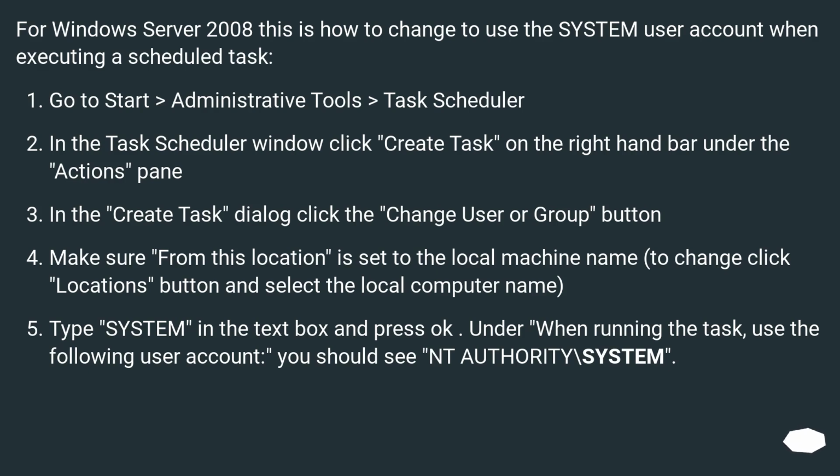In the Create Task dialog, click the Change User or Group button. Make sure From this location is set to the local machine name. To change, click the Locations button and select the local computer name.